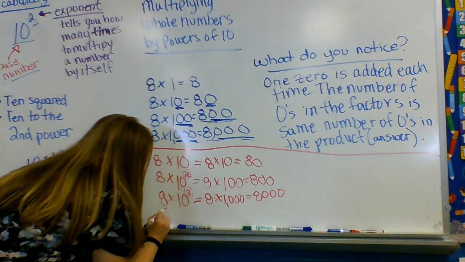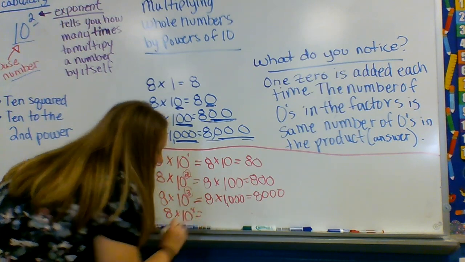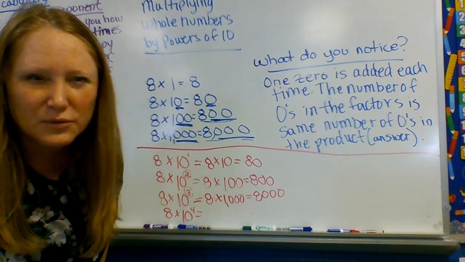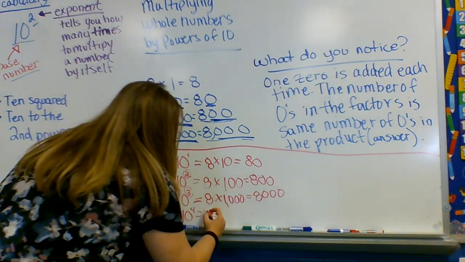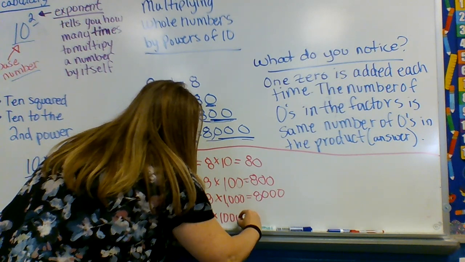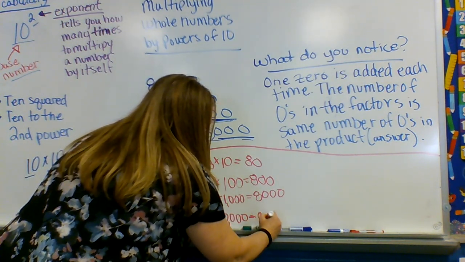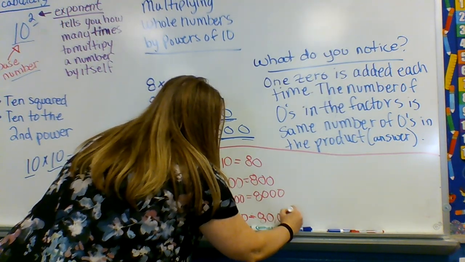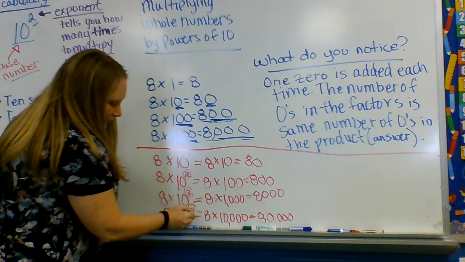Let's do one more. Let's do 8 times 10 to the fourth power. How many zeros are going to be here with 10 to the fourth power? It's going to be 4. Okay. So 8 times 10, 1, 2, 3, 4. That's 10,000. So 8 times 10,000 is 80,000.